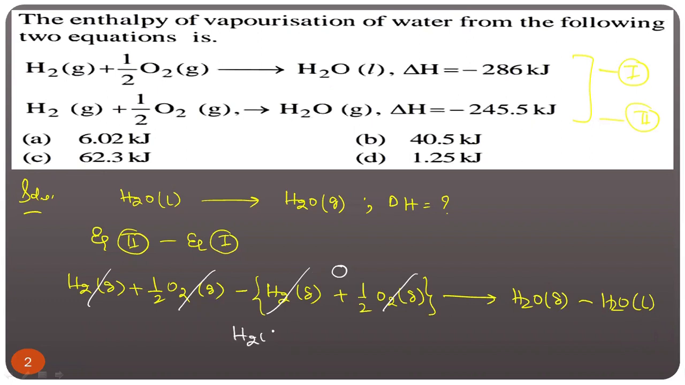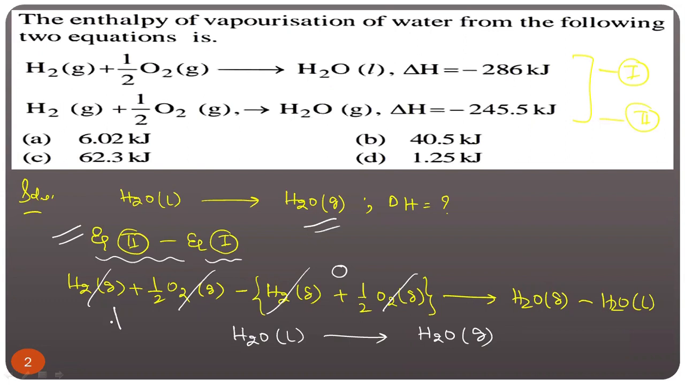So what is the desired equation we have got? That is H2O liquid gives you H2O gas. After subtracting equation 1 from equation 2, we got the desired equation.